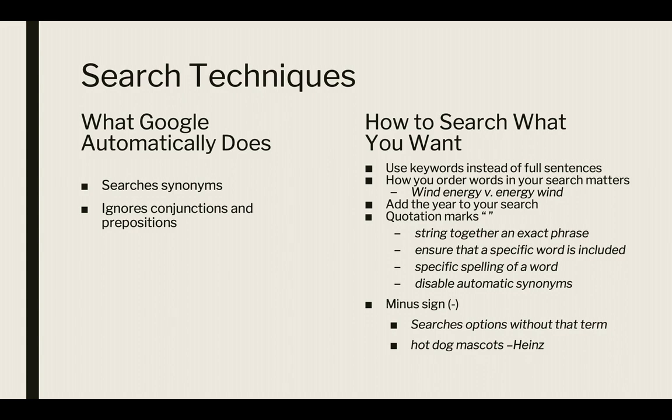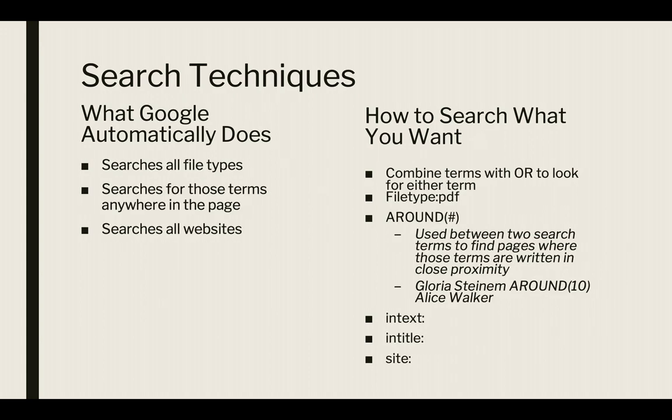Google doesn't use "or" as much. Some search engines, such as OneSearch, will use and, or, not as search operators. And Google isn't so good with the "not" part, but it does recognize minus signs. So when you want to be searching for something and exclude terms, you could put a minus sign before it. The example here is hot dog mascots minus Heinz. It's going to take out all the hot dog mascots that are on the web and take out the Heinz part.